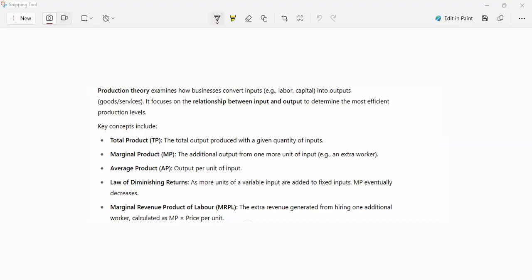Our lesson today will be production theory. Production theory examines how businesses are able to convert their inputs, which are labor and capital, into outputs, which are the goods and services. So it focuses on the relationship between input and output to determine the efficient production levels. So production is very important.